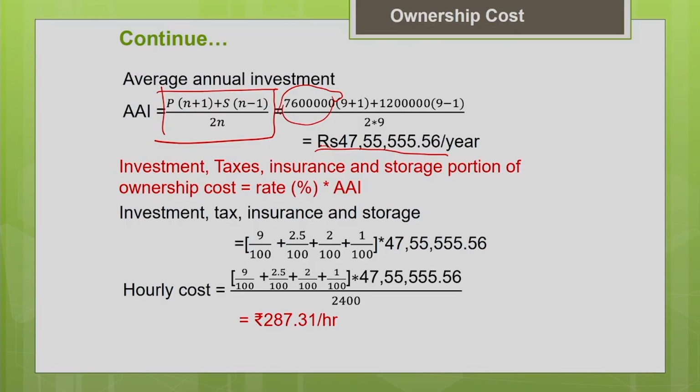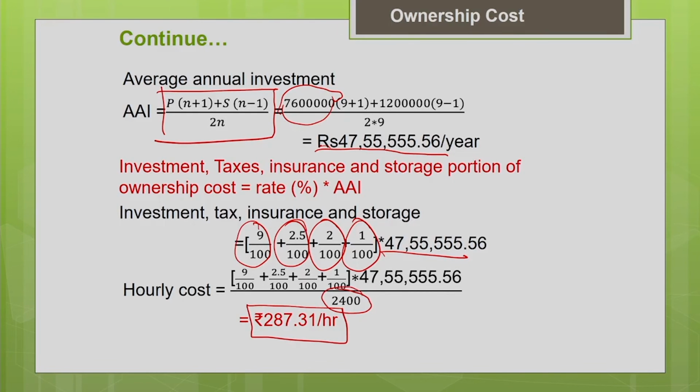Now, estimate your investment, taxes, insurance and storage as a percentage of the average value of the machine. How to estimate it? You know the investment cost is 9%, tax is 2.5%, insurance 2%, storage is 1%. Add everything, find the percentage of the average annual investment. And we wanted the hourly cost, so divide by the number of hours of usage of the machine in a year. Annual usage of the machine is 2400 hours; divide, and you will get the hourly cost of all these components of the ownership cost.